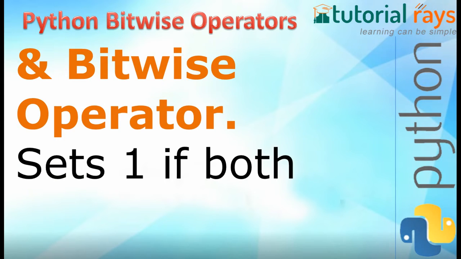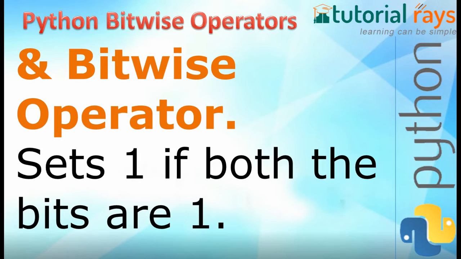First we will see the AND bitwise operator. If you remember, in previous videos I showed you that the AND operator is normally used when both the conditions are true. But in this case, the bitwise AND operator sets 1 if both the bits are 1. So let's see with an example.